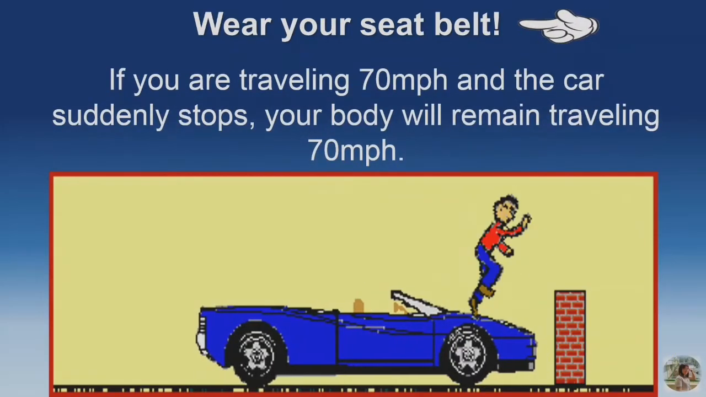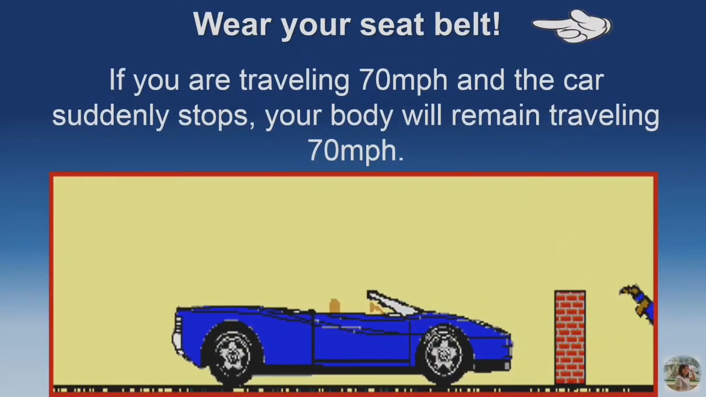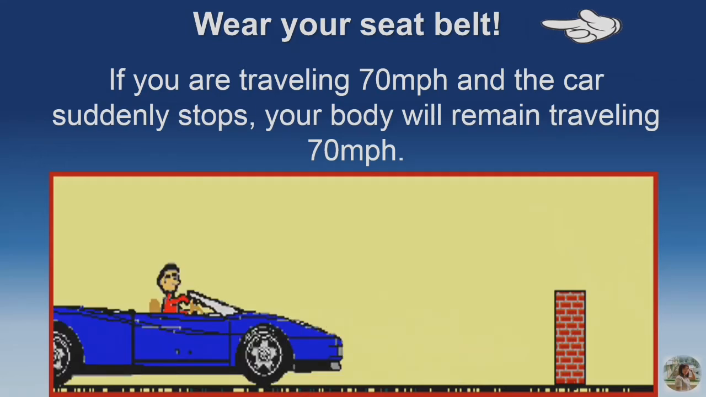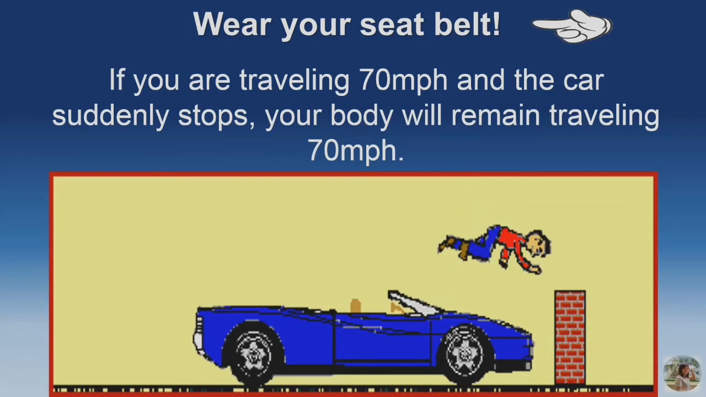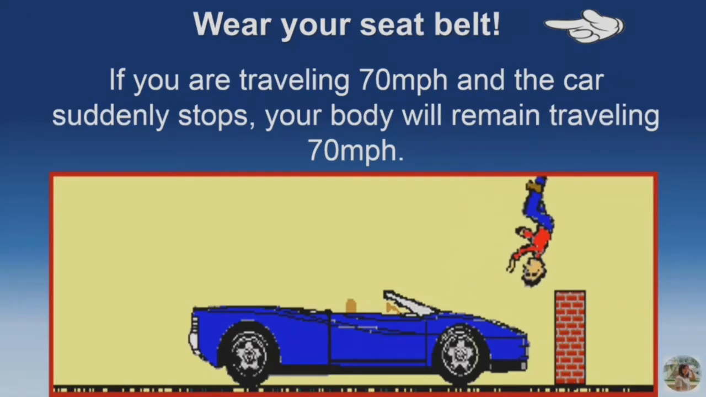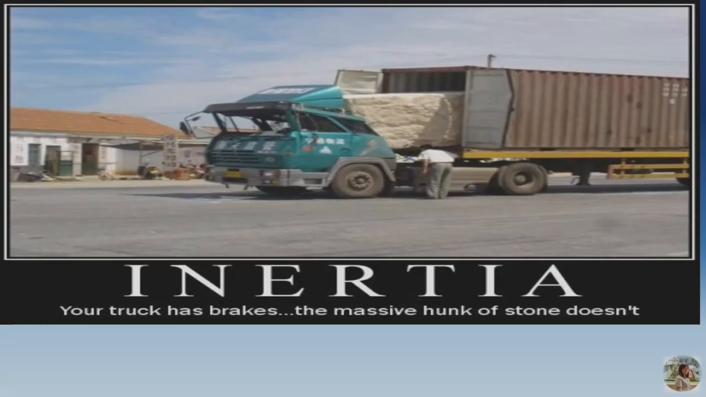If you are traveling 70 miles per hour and the car suddenly stops, your body will remain traveling 70 miles per hour. Meaning, your body is continuously moving at the same speed the car had. The seatbelt is one of the important parts of the car that will help a person prevent more serious injuries. And now, I will show you another illustration.